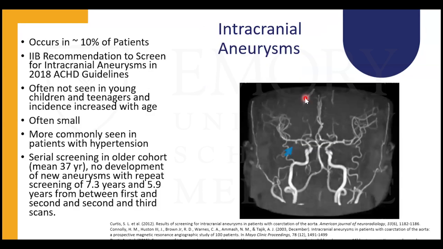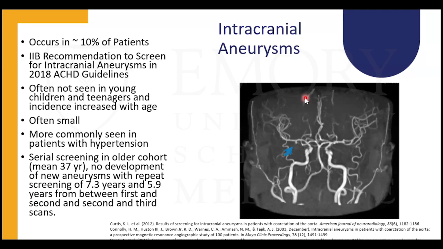Intracranial aneurysms are a controversial topic. They have been shown to occur in about 10% of patients, but this was a Mayo study that looked at patients that were older, in their late 30s and 40s, and had about a 10% hit rate. This then was repeated in a pediatric population and young adults, and not a single patient was found to have any intracranial aneurysms. They're often small. They're more commonly seen in patients with hypertension.